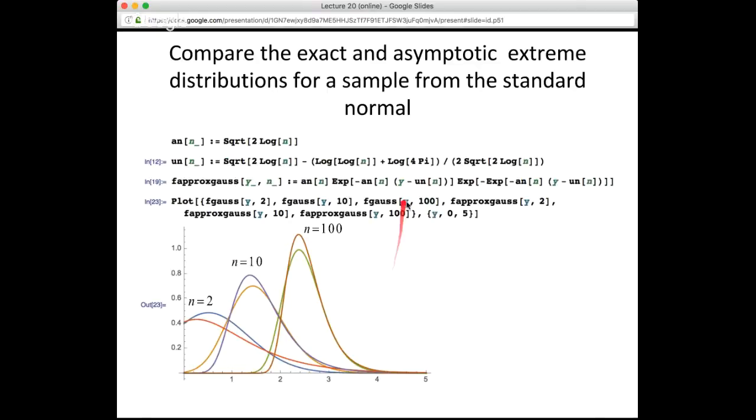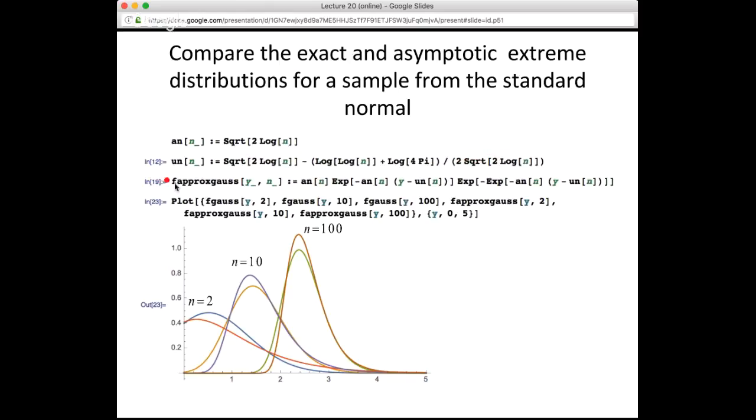And so what's interesting to do now is actually to compare the exact and asymptotic extreme distributions for a sample from the standard normal distribution. And so now all I have to do is essentially code in Mathematica the Gumbel distribution for the standard normal. You'd have to scroll back a couple slides to see it. But remember, we have two parameters, alpha n and un. And so I've just defined alpha n and un according to the results for the standard normal distribution.